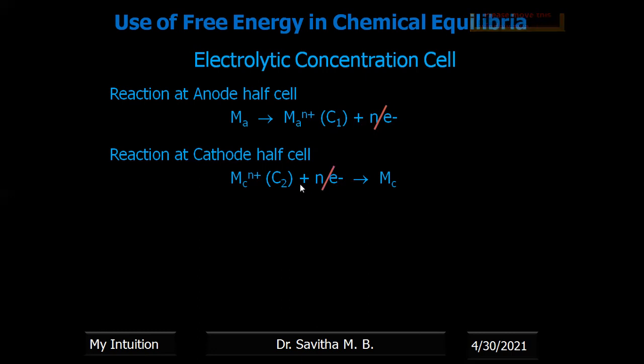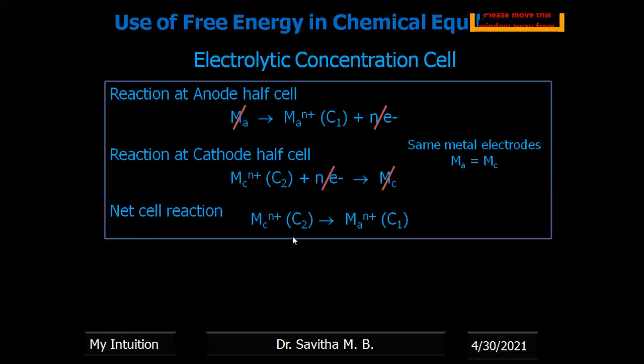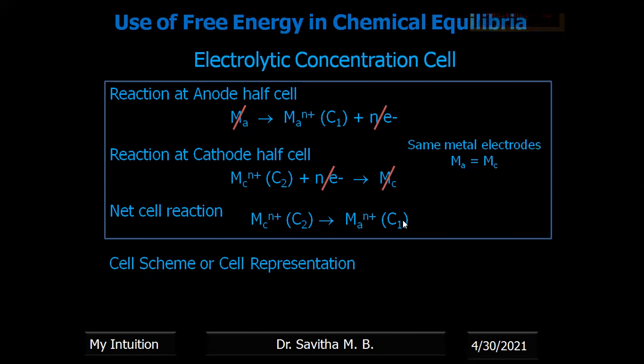Now we are using the same metal as anode and cathode. Therefore this metal and this metal are the same, right? Therefore that also will get cancelled. So the net cell reaction remaining is M^n+ of C2 concentration getting converted into M^n+ of C1 concentration. That means the cell will function until C2 is equal to C1, that is, until the concentration of metal ions in both compartments is the same.